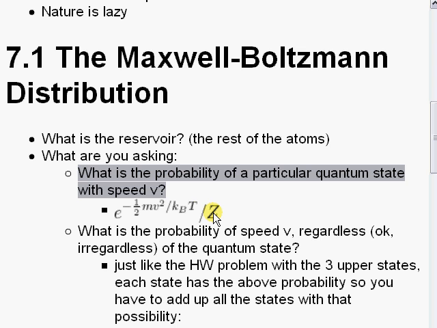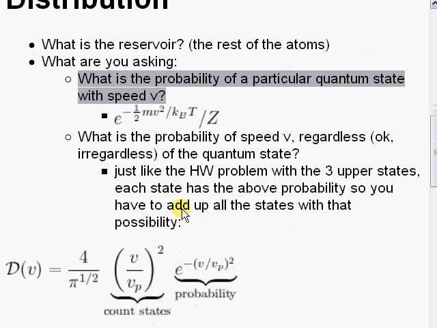And so that certainly makes it seem as though the most probable state is to be at 0 energy, because the biggest this curve will ever be is when v equals 0. And that's because of this negative sign here. Well, that doesn't seem to happen that way. What we find instead is that if you ask the question, what is the probability of finding something with speed v regardless, and I'm making a joke here about irregardless, of the quantum state.